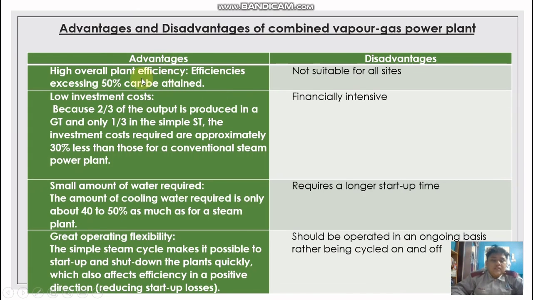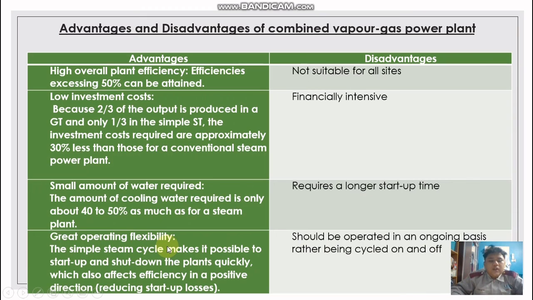Next are the advantages and the disadvantages of the combined vapor gas power plant. The first advantage is high overall plant efficiency. Efficiencies exceeding 50% can be attained. After that, low investment cost, because two thirds of the output is produced in a GT and only one third in the simple ST. The investment costs required are approximately 30% less than those for a conventional steam power plant. After that, a small amount of water is required for this power plant. The amount of cooling water required is only about 40 to 50% as much as for a steam power plant.